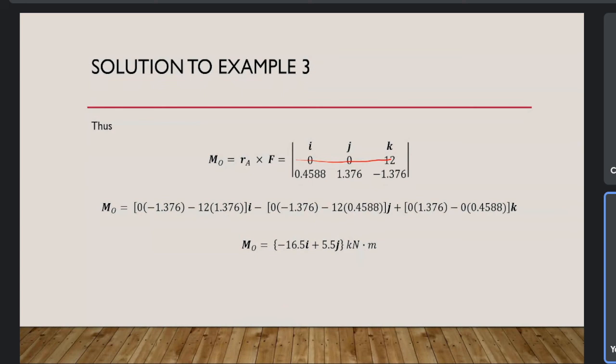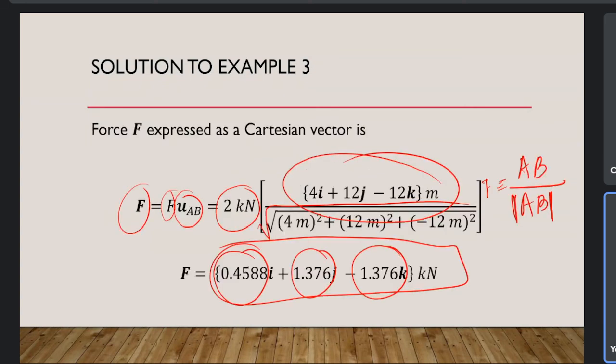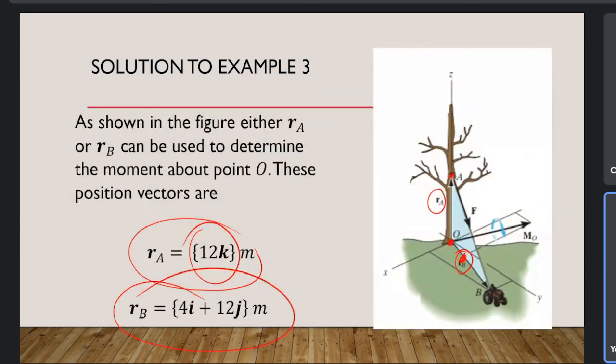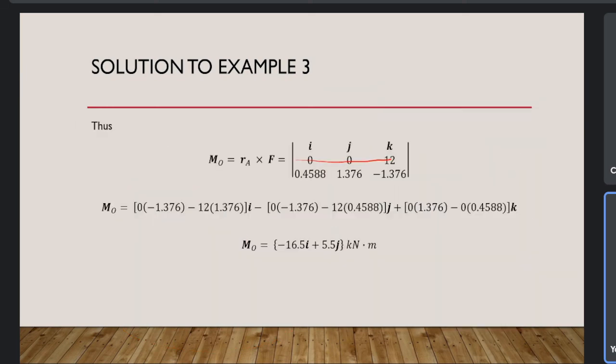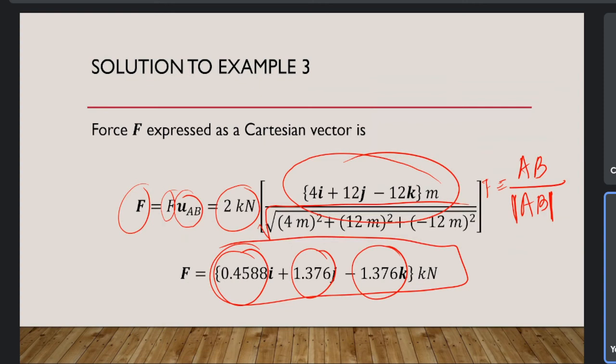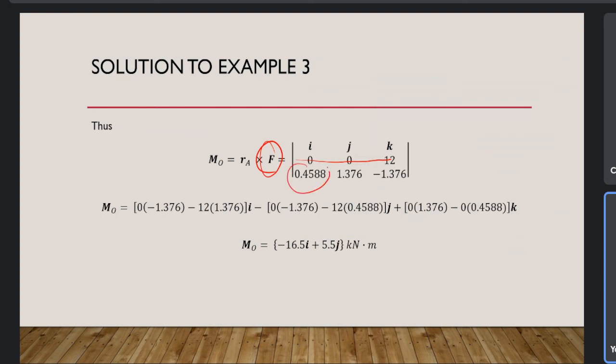RA, we have RA here, this one 12k. That means the I component and J component are 0, 0, and only for the K component we have 12. Then we have another, that is F. So F, we got the forces, I component, J component and K component, so just transpose whatever you have including the negative sign. So it's a cross product of RA times the vector F.